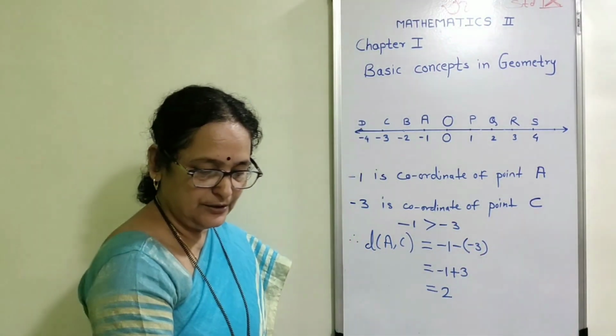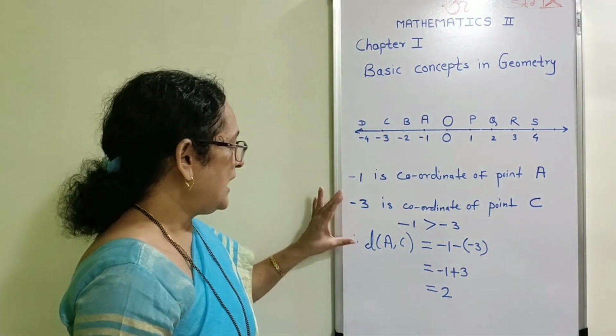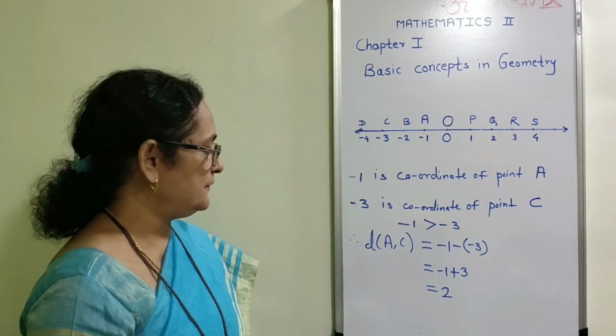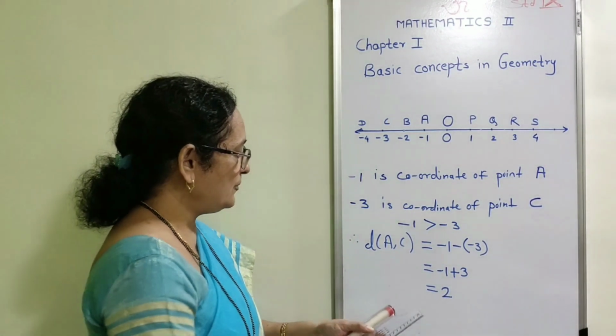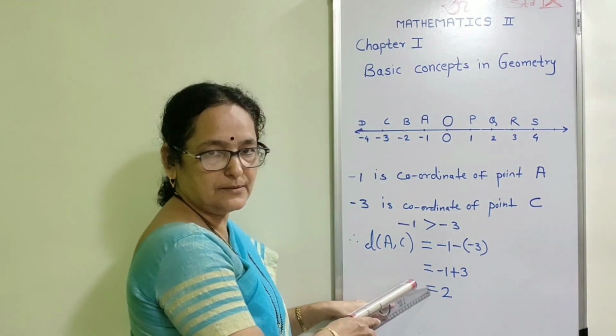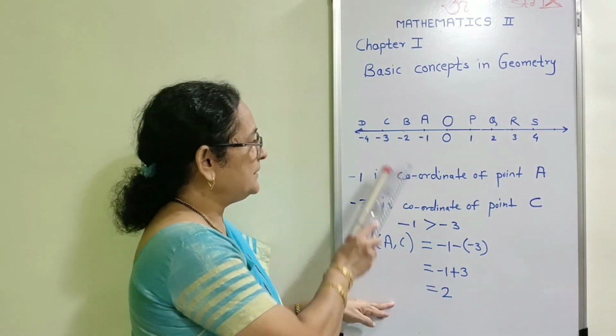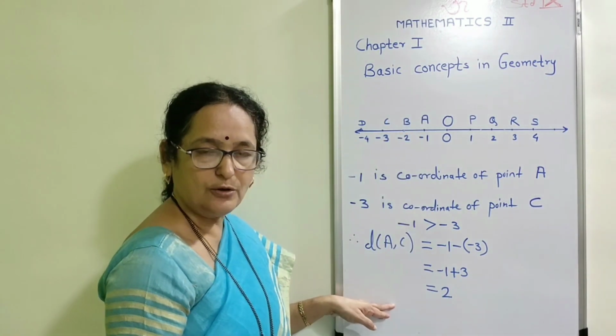Now, we have taken two different examples of how to find the distance between any 2 points. From these two examples, we can determine that the distance between any 2 points is always positive.